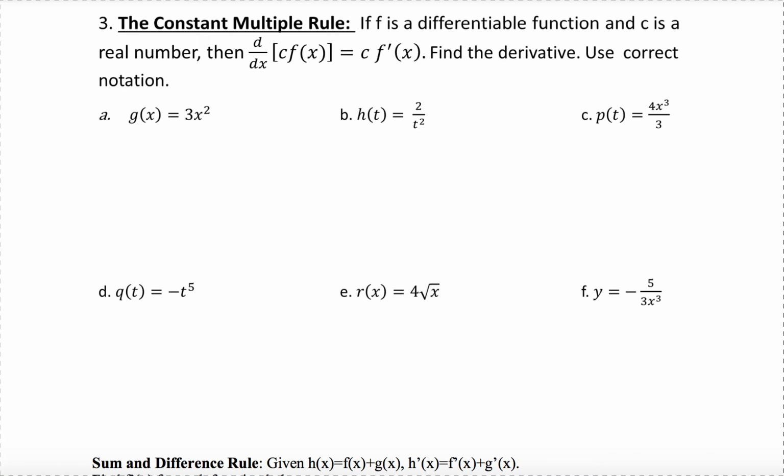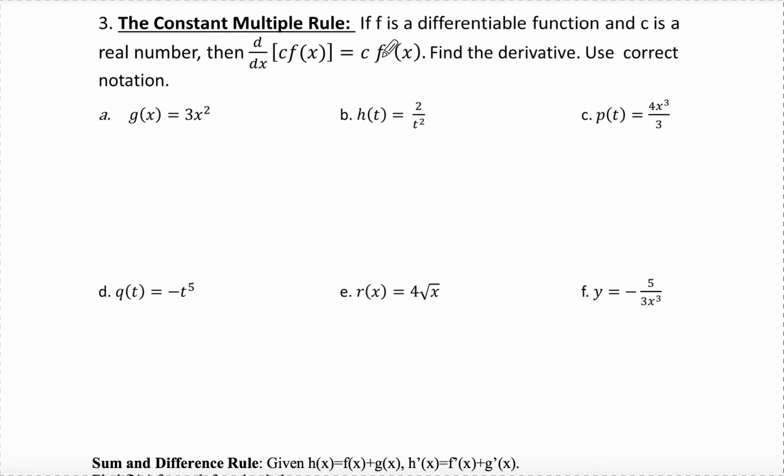All right. Next up, the constant multiple rule. If f is a differentiable function, we can take its derivative. We'll get into more details about what differentiable really means later on in this unit. And c is some real number. Then the derivative of c times that function is equal to c times the derivative of that function. In other words, the constant multiplying some function, we can just ignore, take the derivative like normal, and then multiply it back in.